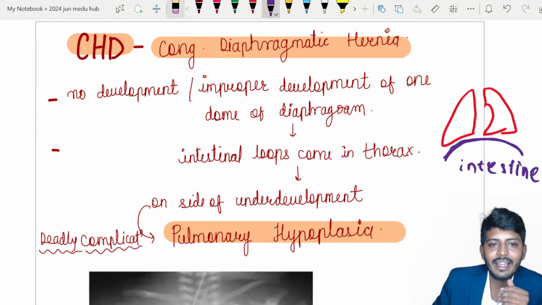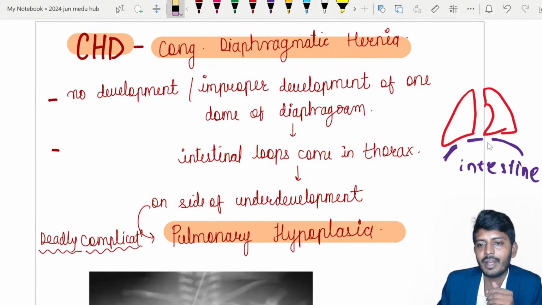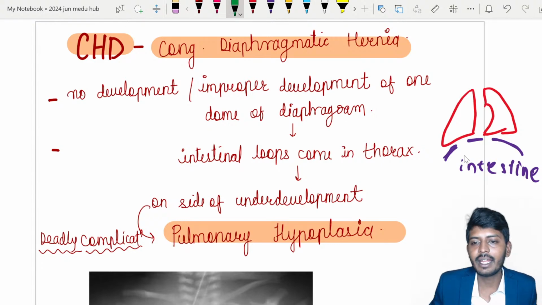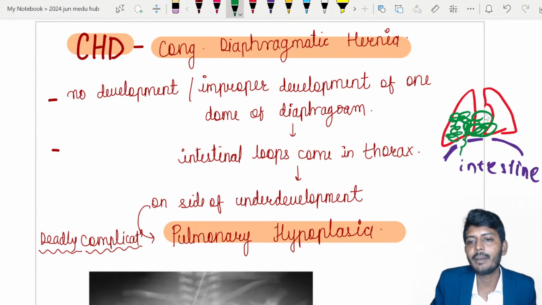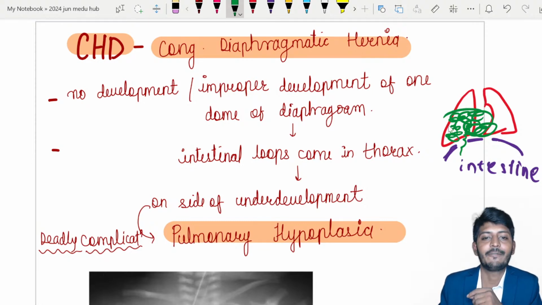Just imagine a part of the diaphragm is not developed very well. If it is not developed well, all the intestinal content can come into the thorax. Intestines can come into the thorax. That is what is called congenital diaphragmatic hernia.